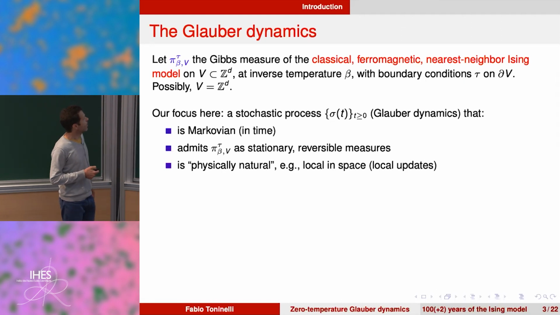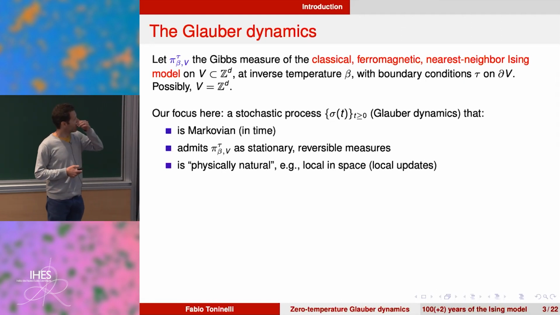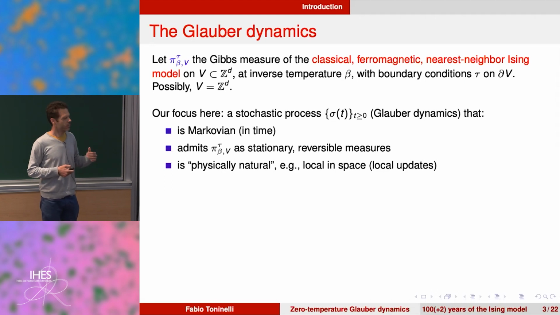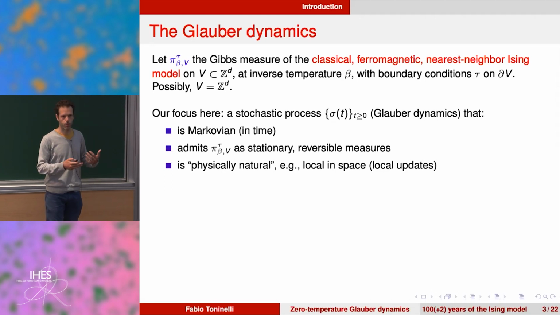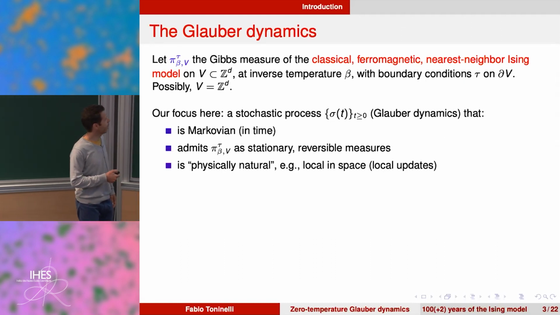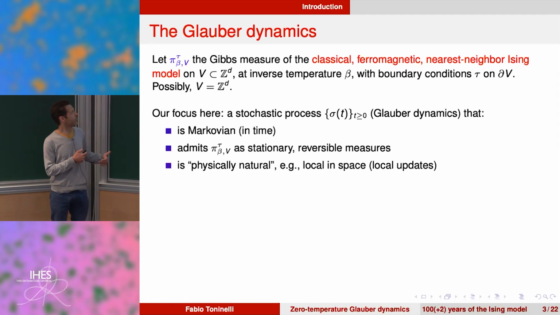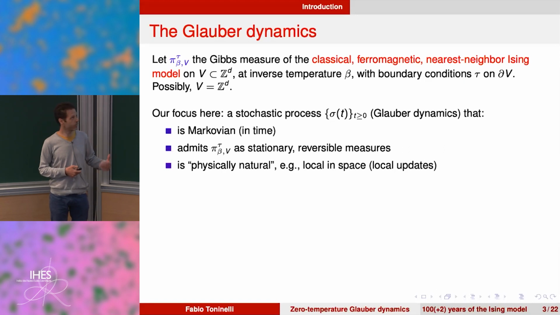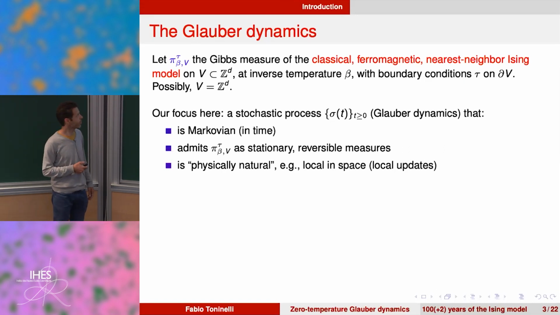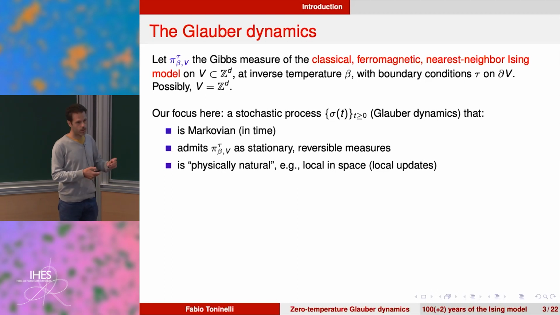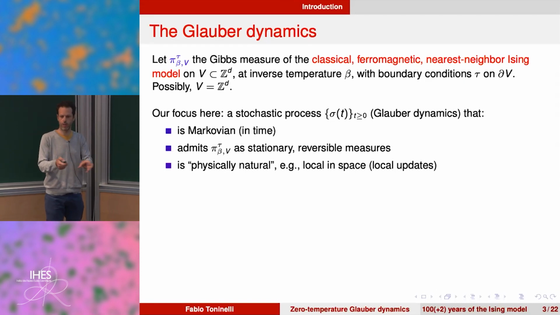What we will be interested in is a dynamic, a stochastic process evolving in time. I will call sigma of t the configuration at time t, and this stochastic process will be Markovian in time. The usual Gibbs measure will be stationary and reversible with respect to this process. And we want a process that is physically natural in the sense that, for instance, update rules are local. They just look at the local neighborhood.